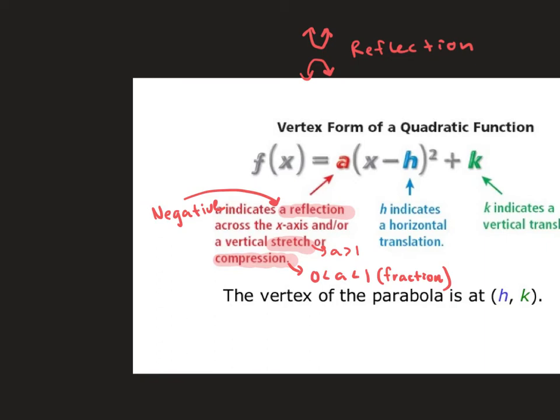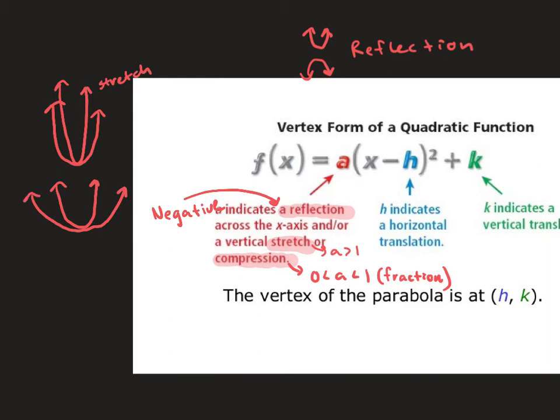So a stretch would happen if we had our basic parabola like this, and we take it and stretch it out. So we're just stretching it vertically. So our new parabola would just become taller and skinnier. So this is a stretch. And then a compression would take our basic parabola and compress it down so it becomes shorter and fatter. So this would be a compression.